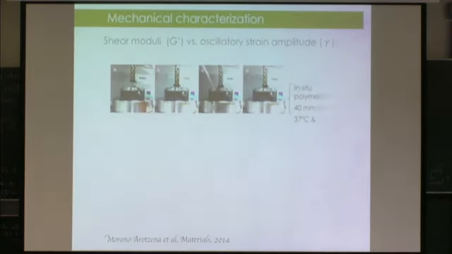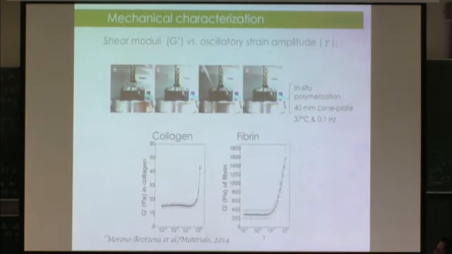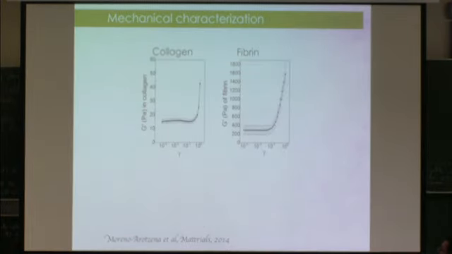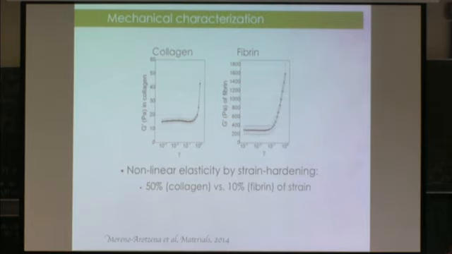We quantified the mechanical properties of both systems using rheology experiments, and it's very interesting to observe the following characteristics. First, both present strain hardening, but collagen presents strain hardening at a strain of 0.5, 50%. However, fibrin presents strain hardening very early, at 10%. In addition, we evaluated the stiffness, and collagen presents a stiffness about 10 times lower than fibrin.